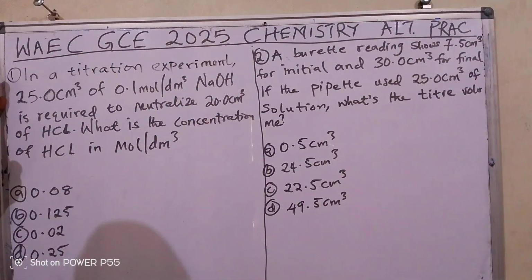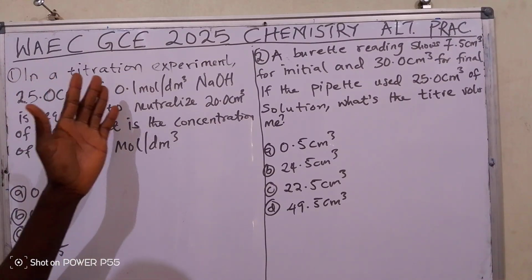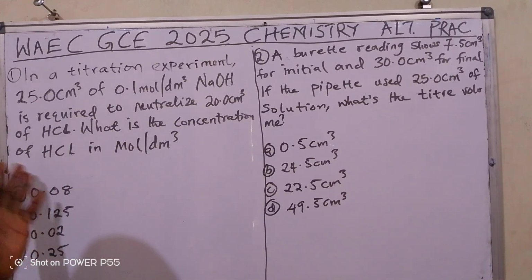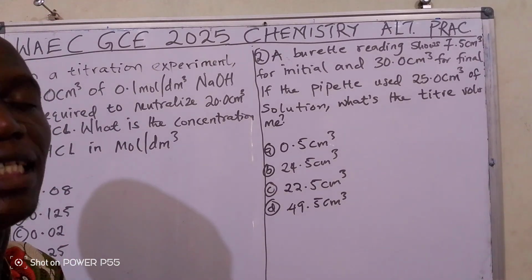So the first question says, in a titration experiment, 25 cm cube of 0.1 mole per dm cube sodium hydroxide is required to neutralize 20 cm cube of hydrochloric acid. What is the concentration of hydrochloric acid in mole per dm cube?